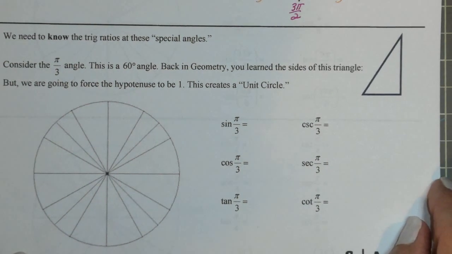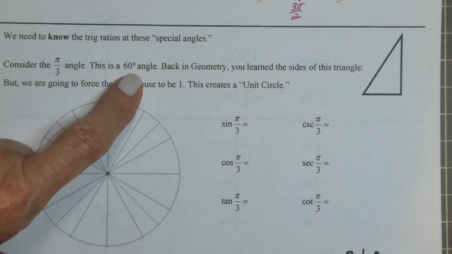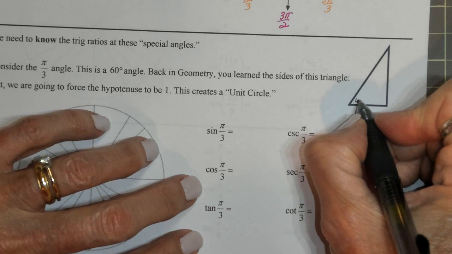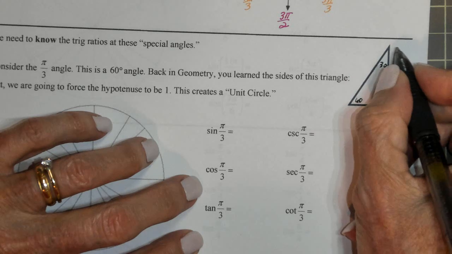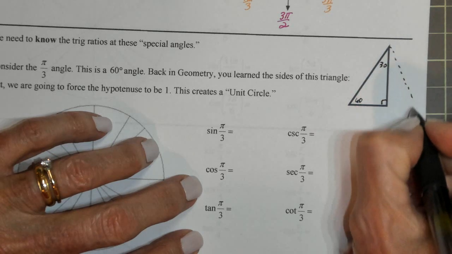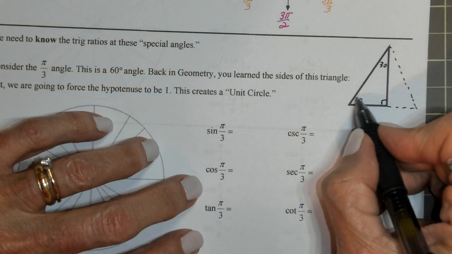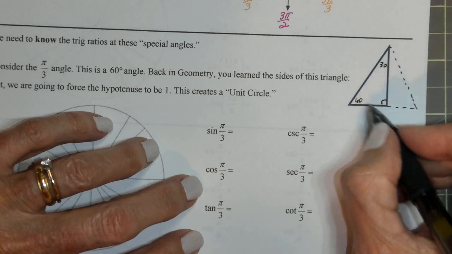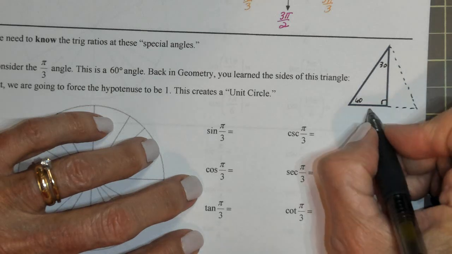So let's consider the pi over 3 angle. That means it's a 60-degree angle. Back in geometry, you learned the sides of this triangle. Let's go through that really quickly. If this is 60 degrees and this is a right angle here, then that means this is a 30-degree angle, right? If I extend this on the other side, this would be 60, this would be 60, this would be 60, so we're looking at an equilateral triangle, right?